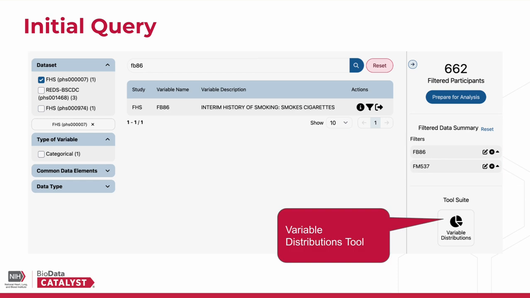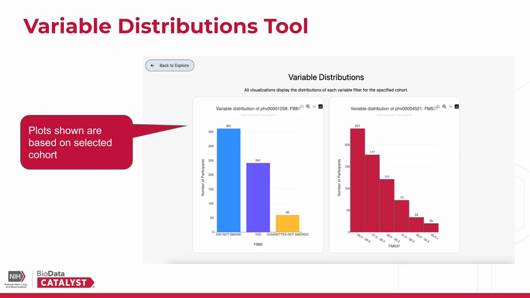To use the Variable Distributions tool, we can click on the tile that says Variable Distributions in the Tool Suite section. Once the Variable Distributions tool is clicked, you will be taken to a new page that shows the cohort distribution of each variable that was added as a filter. In this case, we can see that the FB86 and FM537 variables are displayed. Shown here, there are two main chart types that are displayed based on the data type.